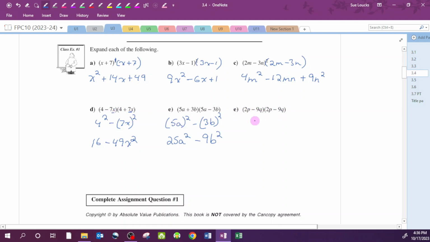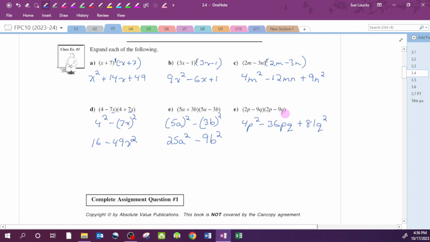Okay. And then this one, I'm just going to jump right to this one. This is going to be 4p squared. Oh, no, this is not a difference of squares. This one tricked me. But it is a perfect square because they're both exactly the same. So it's going to be 4p squared, 2 times 9 is 18, times 2 is 36, so minus 36pq plus 81q squared.